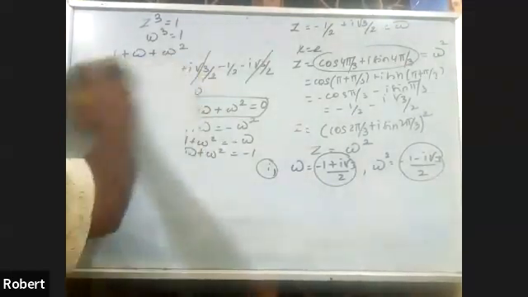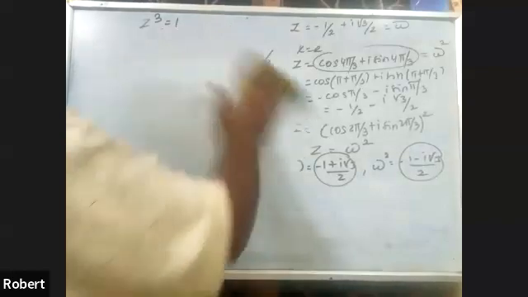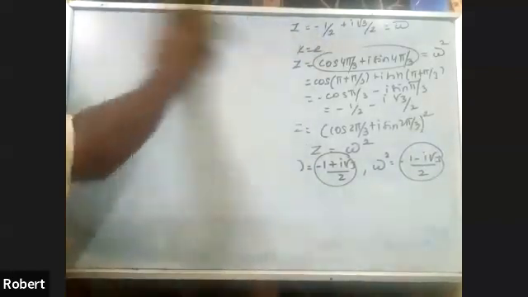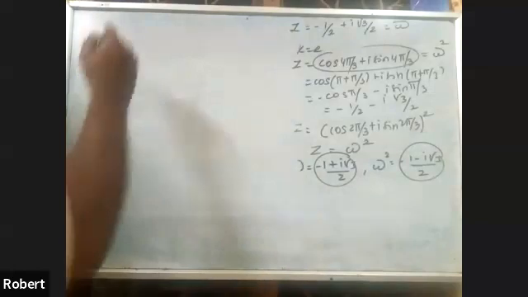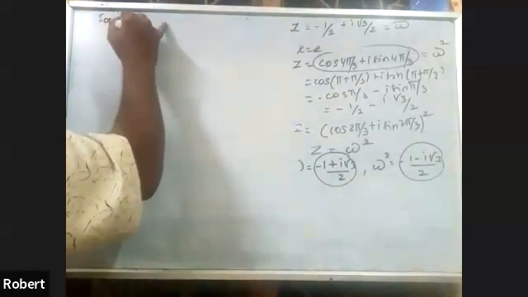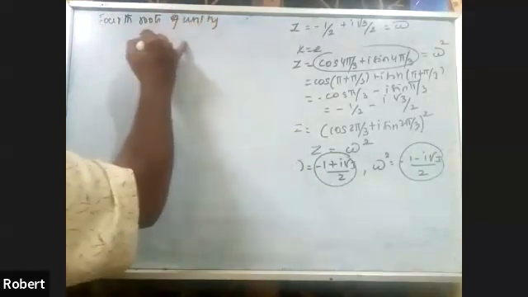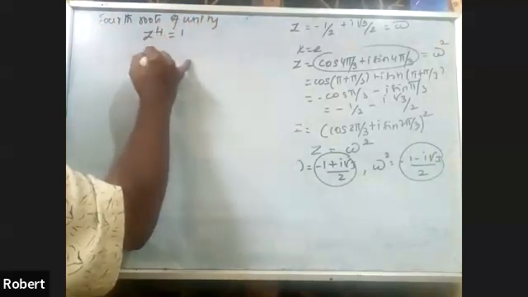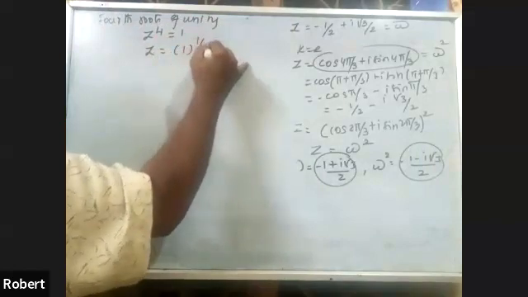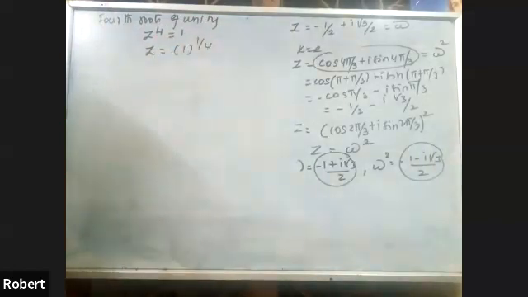இப்போ 4th roots of unity என்ன வரணும் பாய்ஸ்? Z power என்ன பண்ணலாம் 4th roots of unity க்கு? Z power 4 is equal to 1. Oh, very good. 4th roots of unity, which is Z power 4 is equals to 1. I can write Z is equals to 1 power 1 by 4. 1 by 4 இல்லையா? Very good.